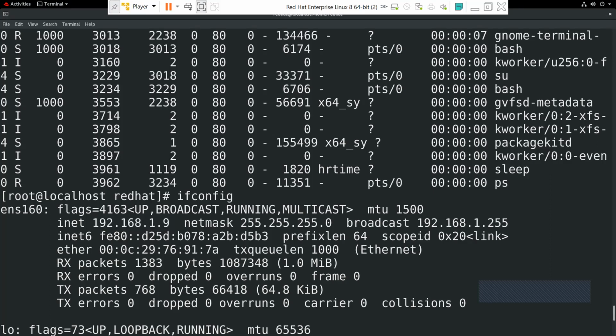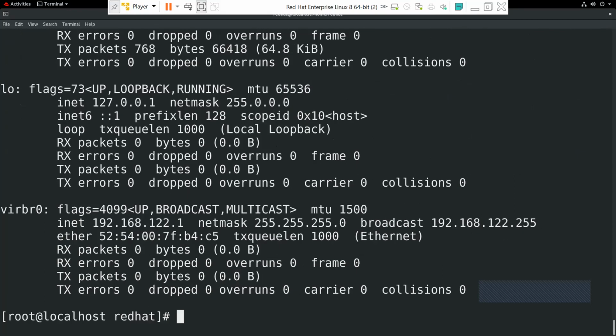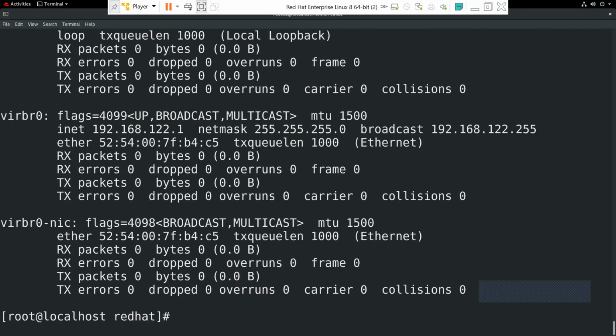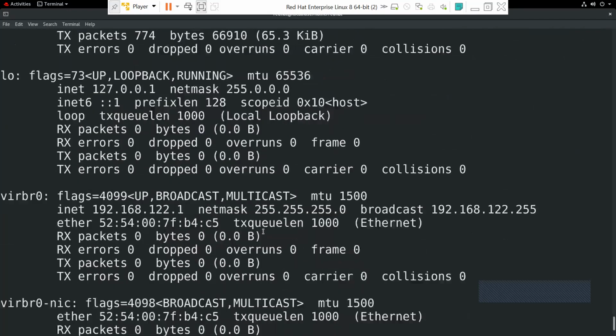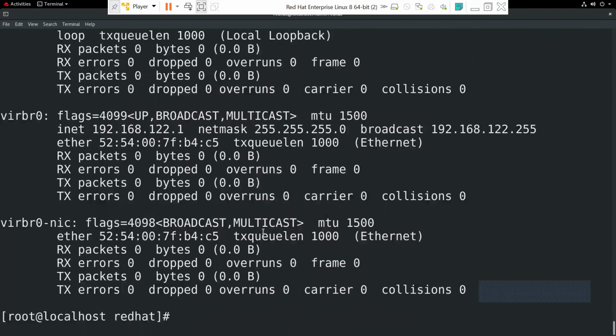So by using ifconfig -a, the full details will be given. There is not much difference by default. And we have the command called ping.